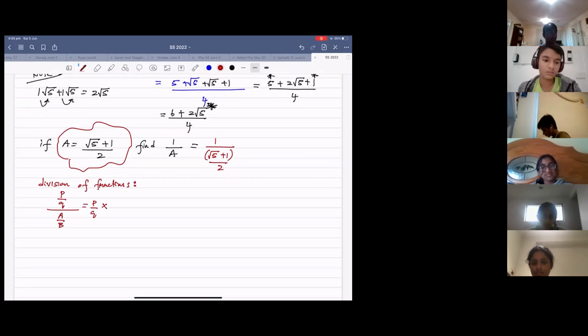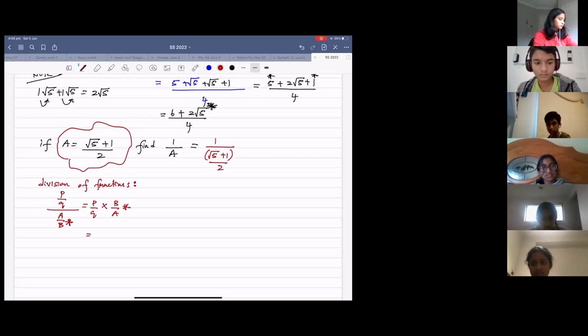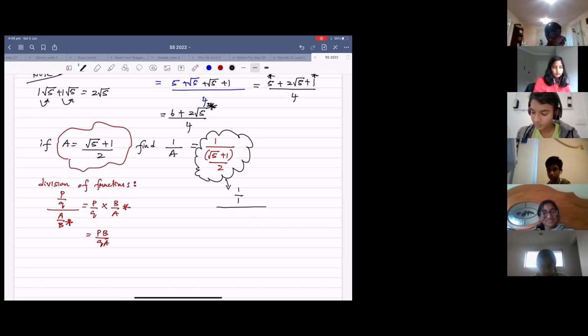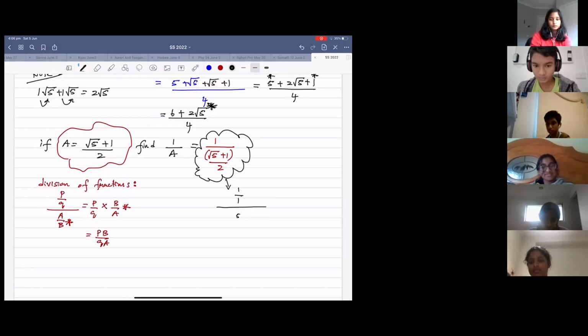division converts to a multiplication. Then this is going to be B divided by A. You change this one to this. So you can write this one as PB divided by QA. The same thing we do here. This is how you get the question. You write 1 as 1 divided by 1. Then square root 5 plus 1 divided by 2. So very smart. You see the same structure.